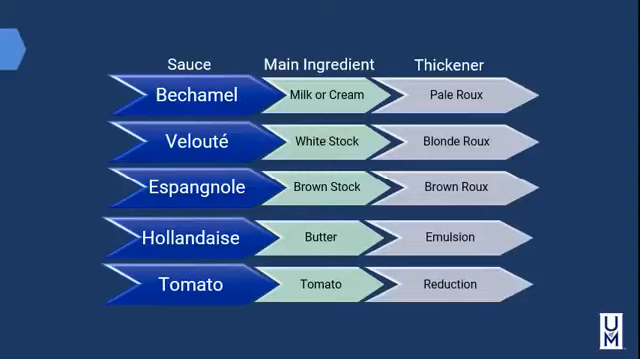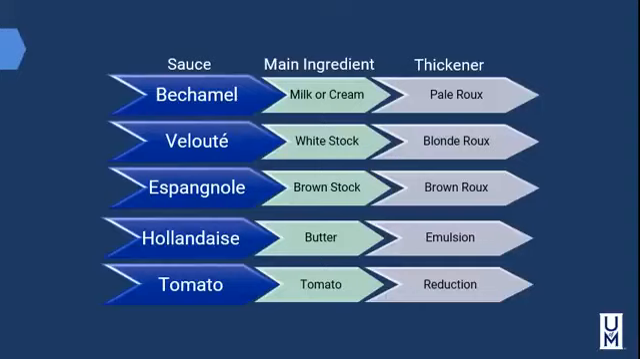So here's a simple breakdown of the sauces with their main ingredient and the thickener used in each one. Béchamel's main ingredient is milk or cream, and it uses a pale roux. Sauce velouté is a white stock, usually chicken or white veal or fish stock, and it uses a blonde roux.